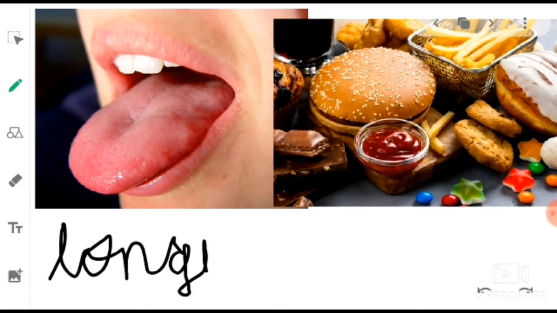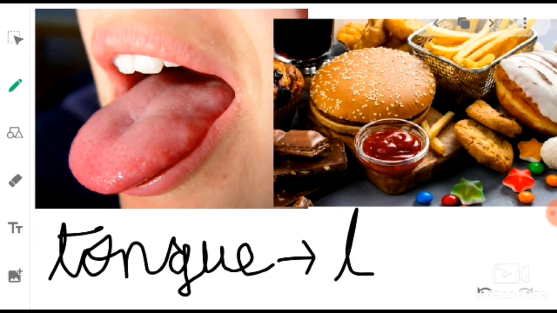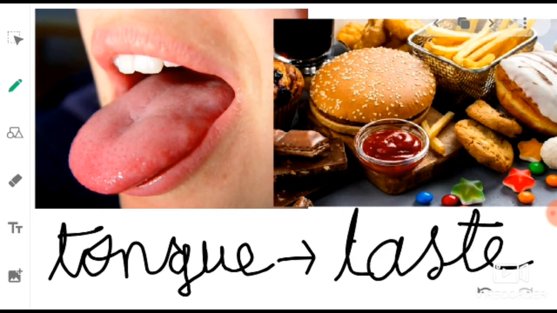This is a picture of tongue. T-O-N-G-U-E. Tongue. Though my handwriting is not so good because I am writing on the screen. Please, when you are writing in your copy, maintain lines. And with the help of the tongue, we can taste the food. It is sour, it is spicy, it is sweet. Different foods have different tastes, and we can taste the food with the help of the tongue.